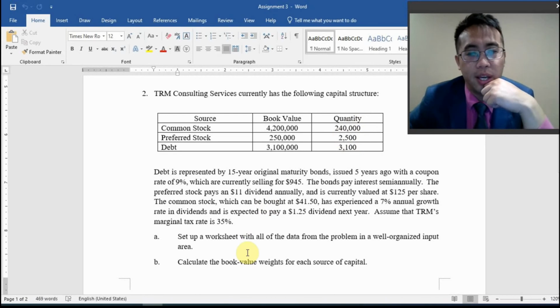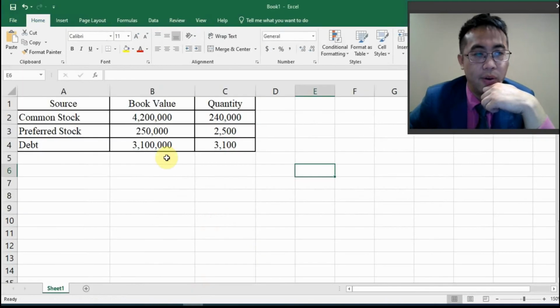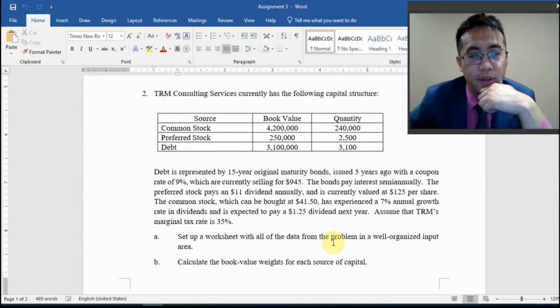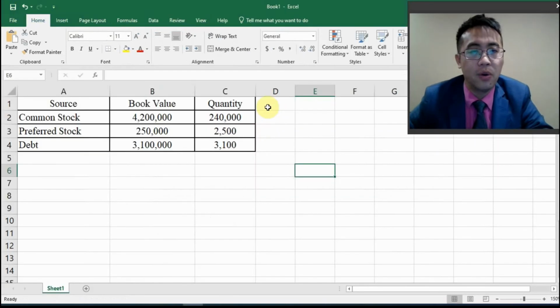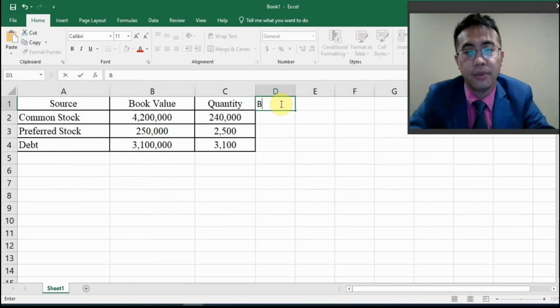So for question A, you are going to set up a spreadsheet, a worksheet, preferably using Excel, and put all the data in and do the calculations. I have already copy pasted the table into the Excel spreadsheet, and then I will work from here. The first thing you need to calculate, which is the easiest, is a book value weight for each source of capital. And book value weights are measured in percentage, not in dollar figures, whereas all the numbers here are in dollars. So what I'm going to do is create a column called book value weight.